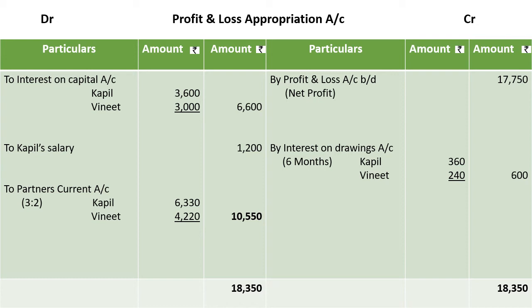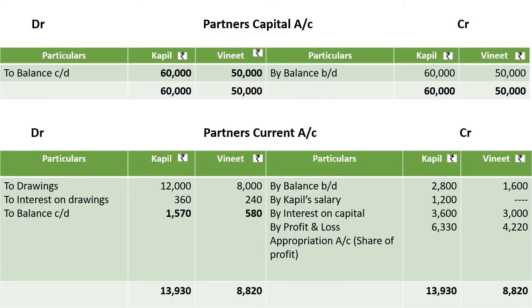For Kapil, 10,550 into 3 by 5, it will be 6,330. And for Vinit, 10,550 into 2 by 5, it will be 4,220. I have mentioned to partners current account because these items can be posted to partners current account. Okay. Next, we have to prepare partners capital account and partners current account.